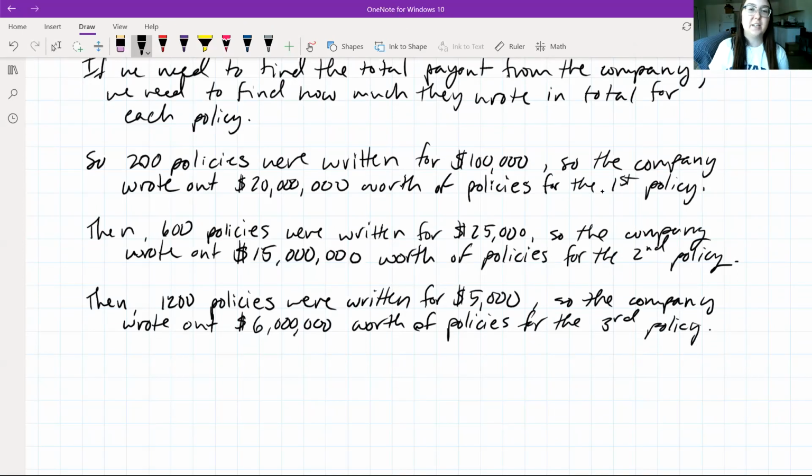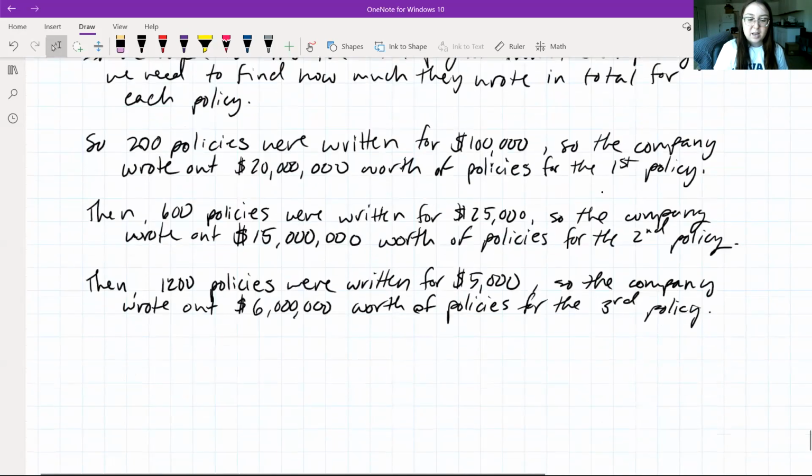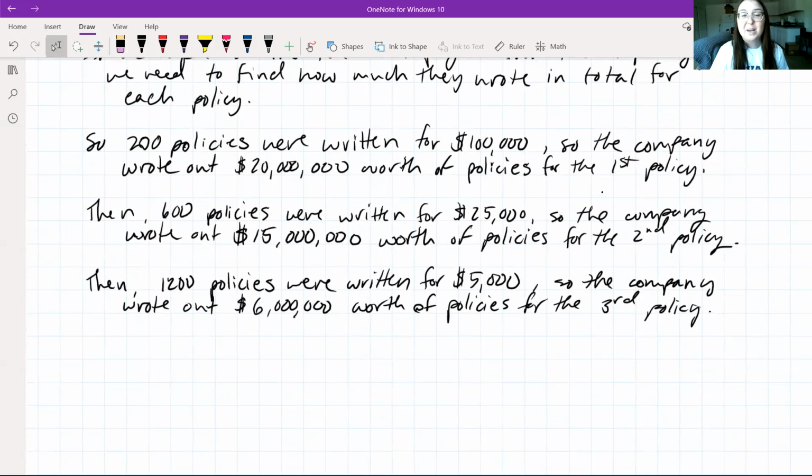All right, so what we've done here essentially is we found out the total amount worth of each policy that they wrote out in that year. Because we know that each one of these policies is going to be worth X amount of dollars, and we sold or wrote however many of those policies. And our final answer here is how much the company can expect to pay out during the year the policies are written. So if we're thinking about payout, we need to think about the total amount of money that they wrote out in that year. So this is why we need to find the total amount of money written out for each policy.